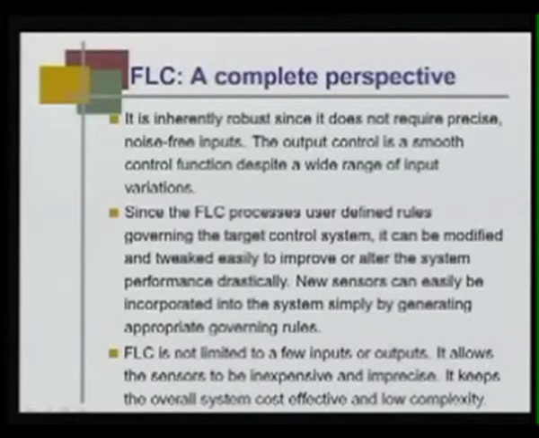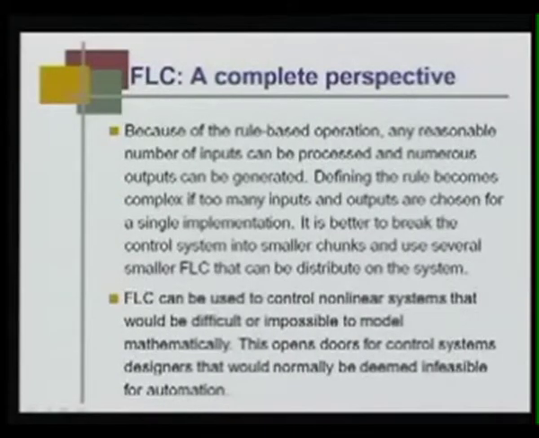New sensors can easily be incorporated into the system simply by generating appropriate governing rules. A fuzzy logic controller is not limited to a few inputs or outputs. It allows the sensors to be inexpensive and imprecise. It keeps the overall system cost effective and low in complexity. Because of the rule based operation, any reasonable number of inputs can be processed and numerous outputs can be generated. Defining the rules becomes complex if too many inputs and outputs are chosen for a single implementation.